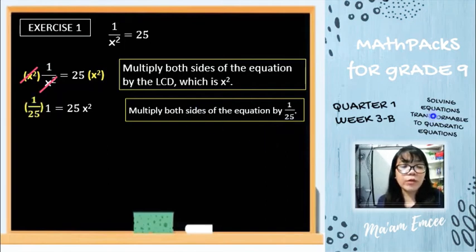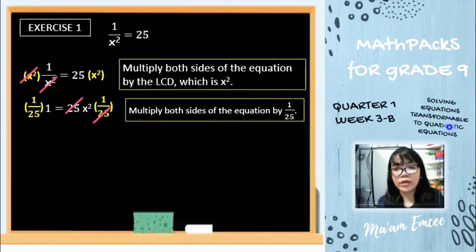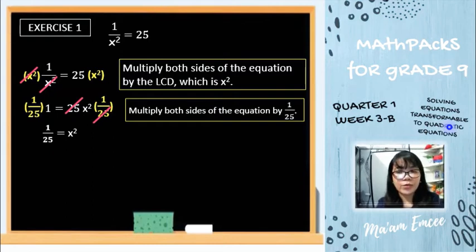So we multiply 1 by 1 over 25, and we multiply 25x squared by 1 over 25. 1 times 1 over 25 is just equal to 1 over 25. On the right side of the equation, 25x squared times 1 over 25, the 25 will be cancelled out because 25 divided by 25 is just equal to 1. x squared times 1 is just equal to x squared. So we have 1 over 25 is equal to x squared.